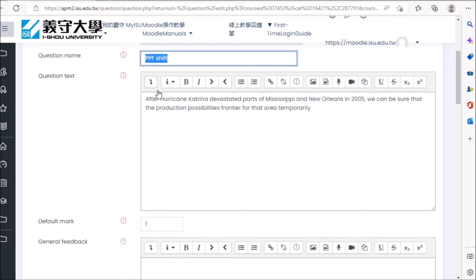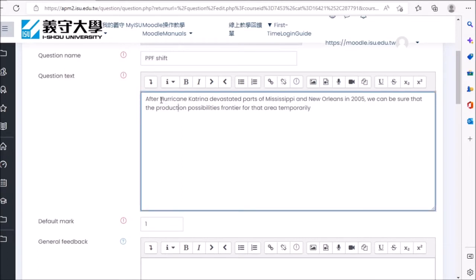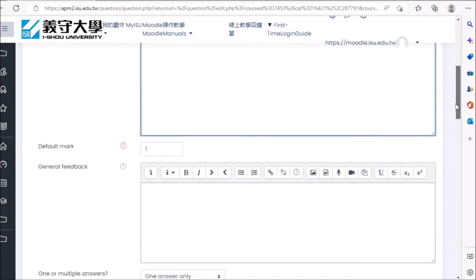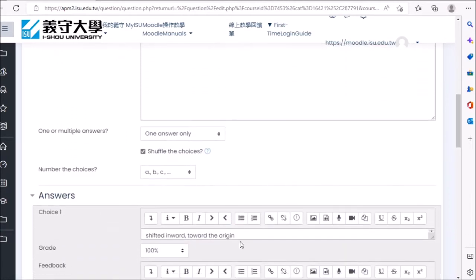Next question on shifting the production possibilities frontier. If a hurricane devastates part of New Orleans, what can we say about the production possibilities frontier? It actually shifted inwards, as it might have destroyed some capital, destroyed some factories.